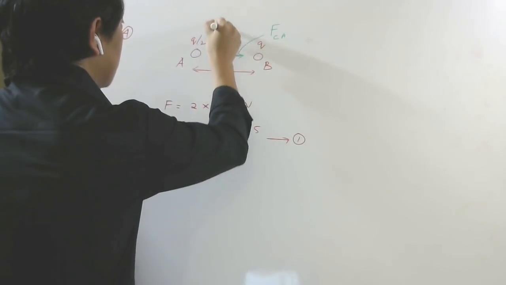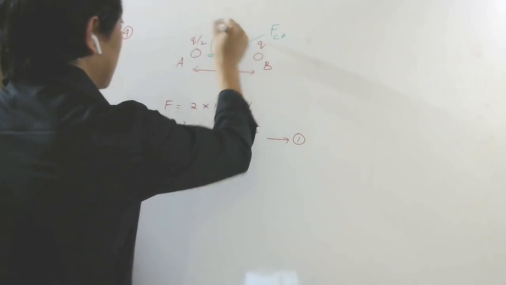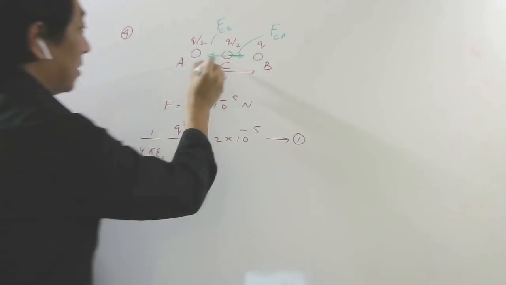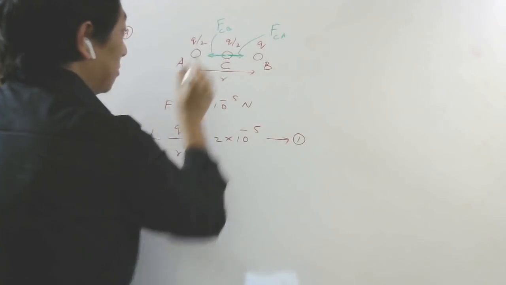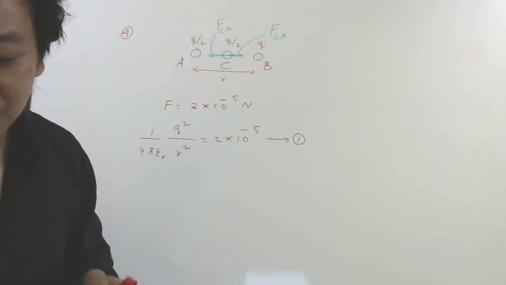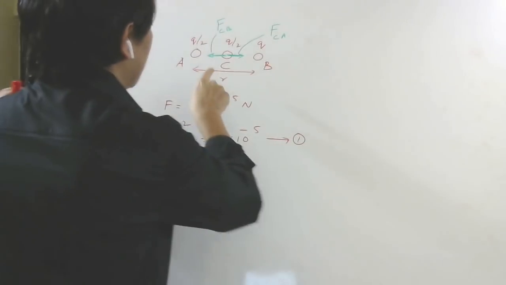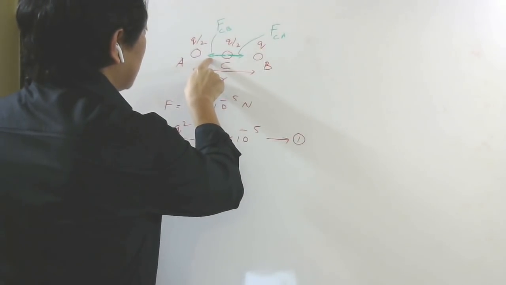So this is force on C by B. Many students will say, oh sir, they are opposite, so net force is 0. That is not true. It cannot be 0 because, see, this force is between which charges?